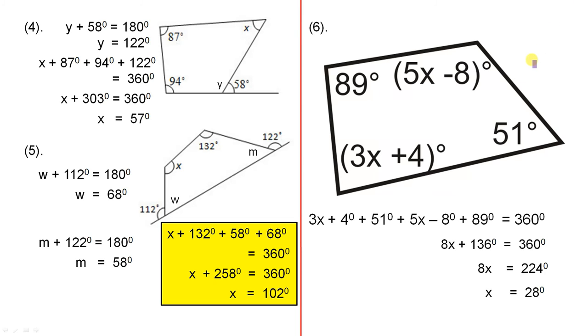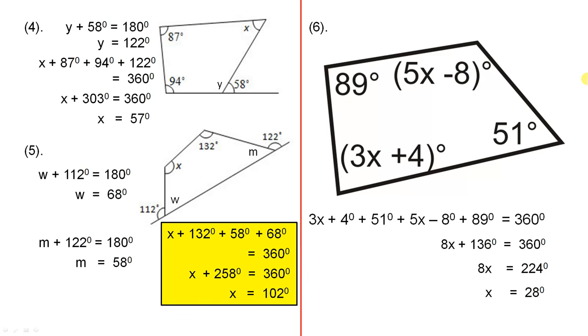And the last one, exactly the same thing. We just add all those up together, which gives us that equation there. When we collect like terms, we have that equation. Subtract 136 from both sides to give us that equation. Divide both sides by 8, and it gives us x is 28 degrees. So when you substitute 28 into there, that gives you the size of that angle. And if you substitute 28 into there, that gives you the size of that angle.